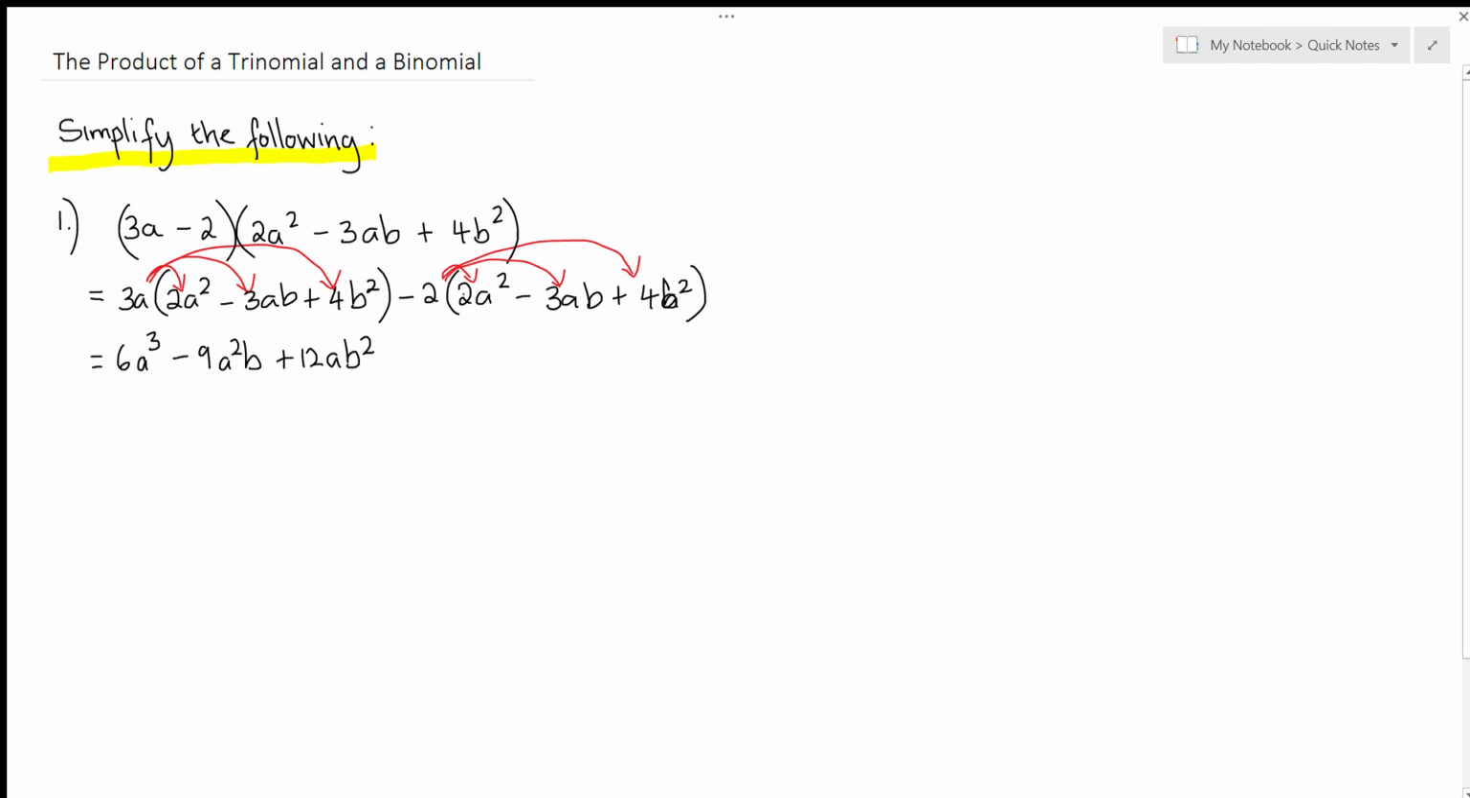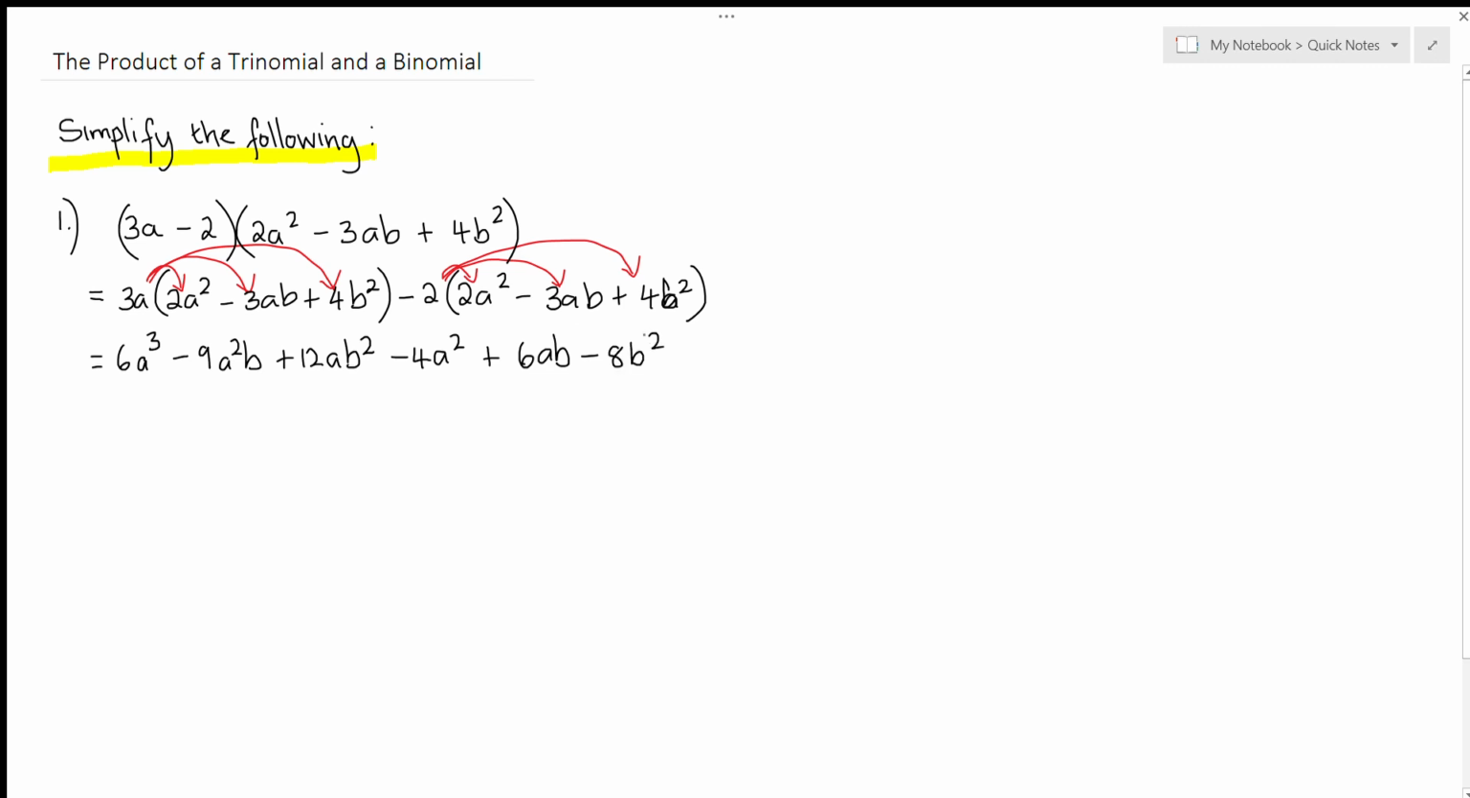Negative 2 times 2 is negative 4, a squared. A negative times a negative is positive. 2 times 3 is 6, ab. A negative times a positive will give me a negative. 2 times 4 is 8, and here we have b squared.